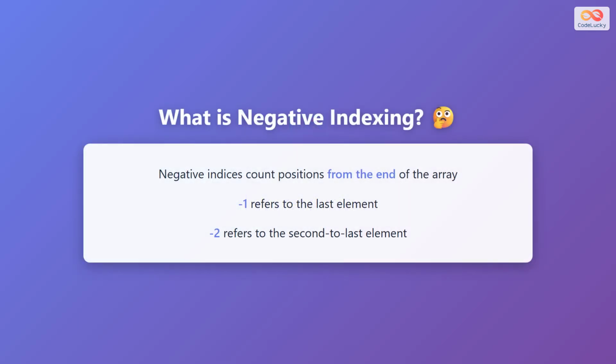So what exactly is negative indexing? Negative indices count positions from the end of the array instead of the beginning. -1 refers to the last element in the array. -2 refers to the second to last element, and this pattern continues for any negative index you use.